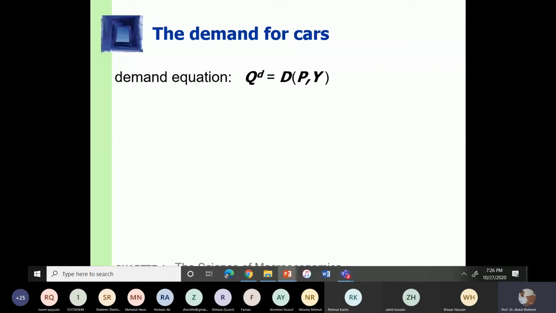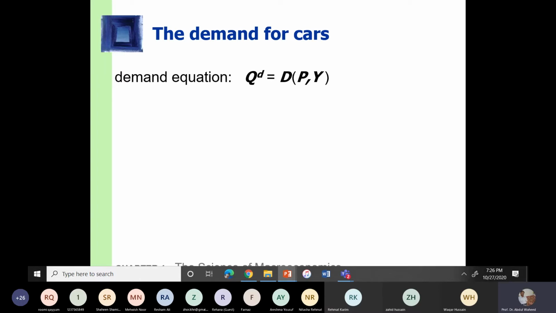What do you think about the relationship between the price of a new car and the demand for new cars? Would it be positive or negative, holding all other factors constant? Negative. Yes, there would be an inverse relation, a negative relationship. So it means when the price of a new car increases, quantity demanded will decrease.